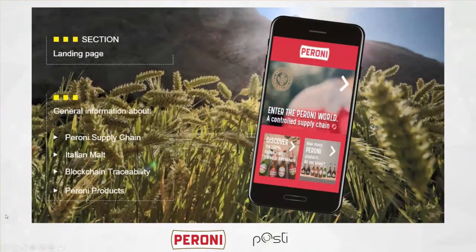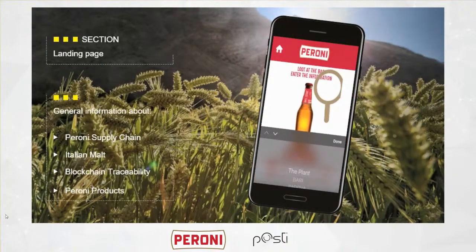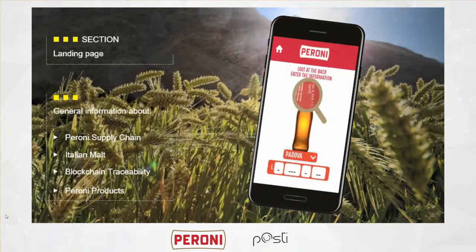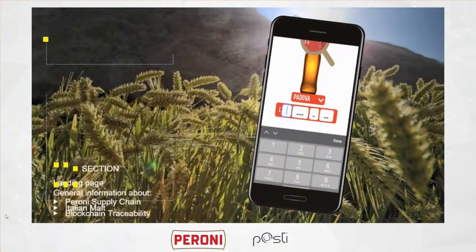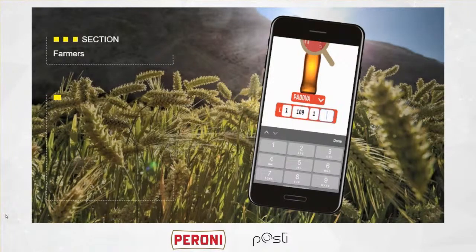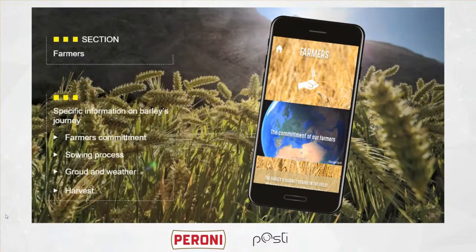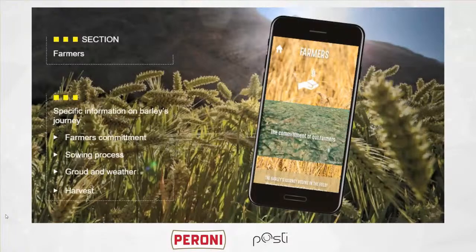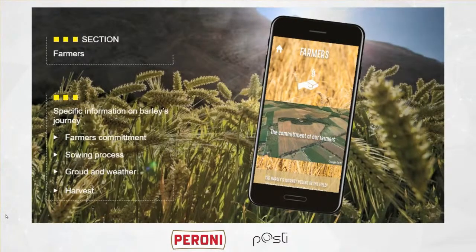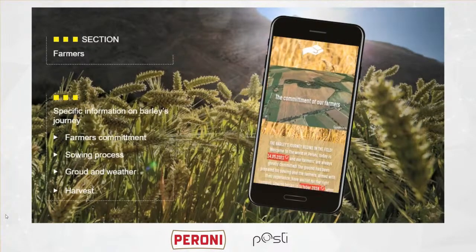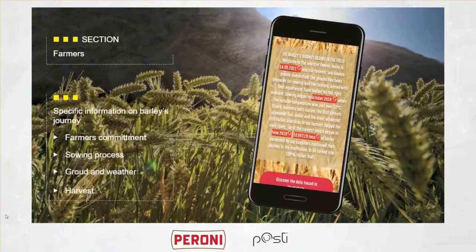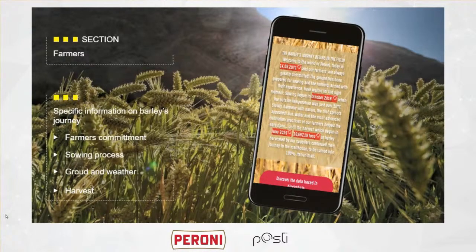And so we're looking at you logging in, great. You're seeing some information. You're able to choose your beer and enter a code that's on the bottle, or conversely, you could also scan a QR code that'll be on the bottle. And we start our journey with the farmers. And what we're seeing here is the commitment to 100% Italian ingredients, really, and Italian farmers.